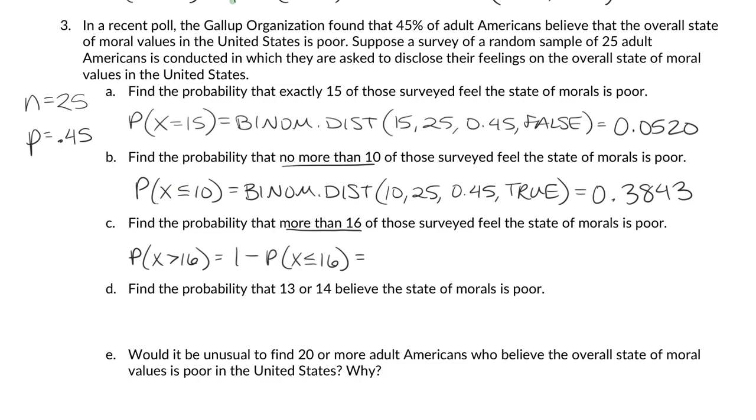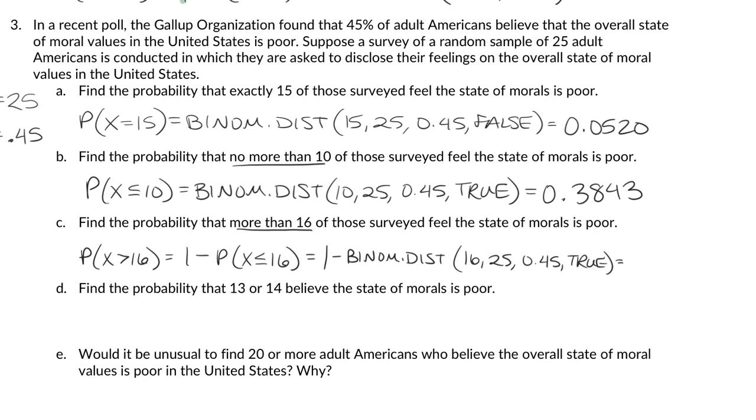Which means we're calculating in Excel 1 minus binomial distribution of 16 out of 25 with a 45% chance of success and the word true for cumulative. We should get, I know I might have gone faster than you had time to type, so sorry. We should have gotten 0.0174.